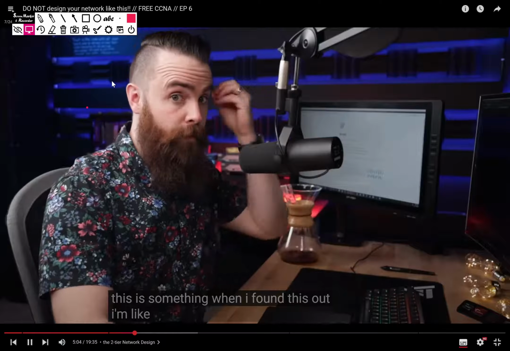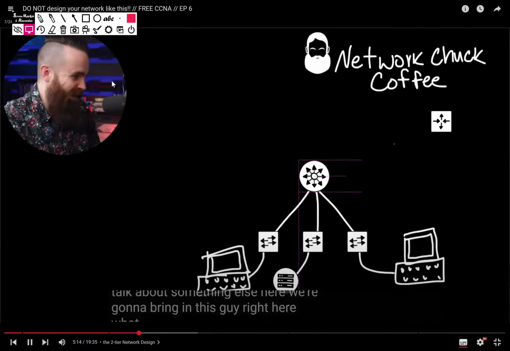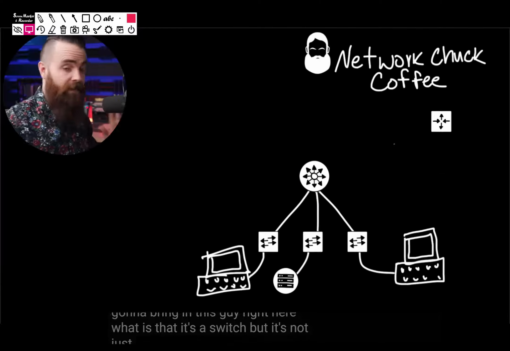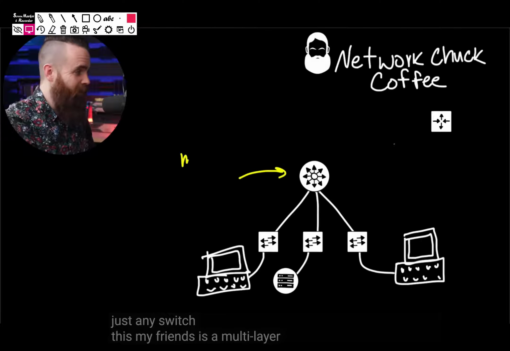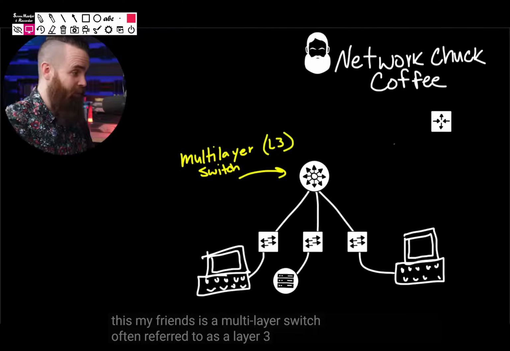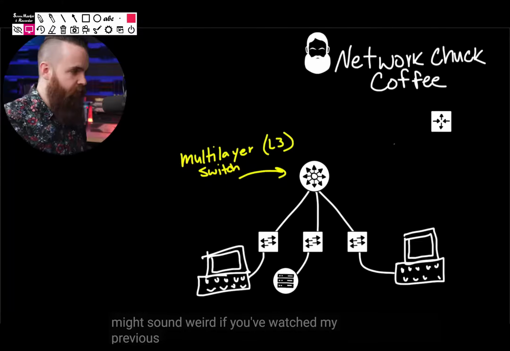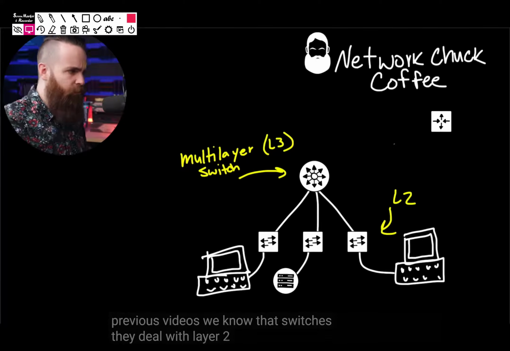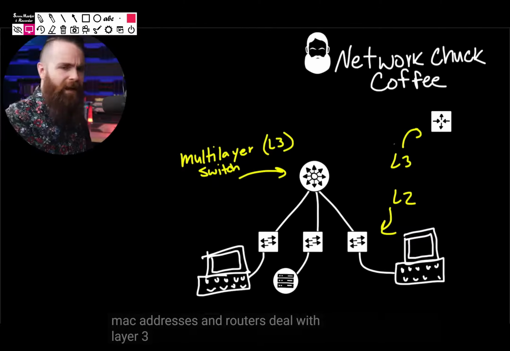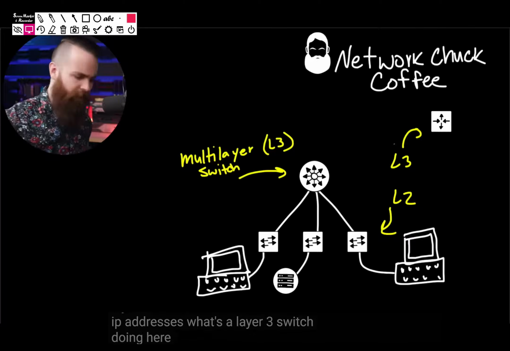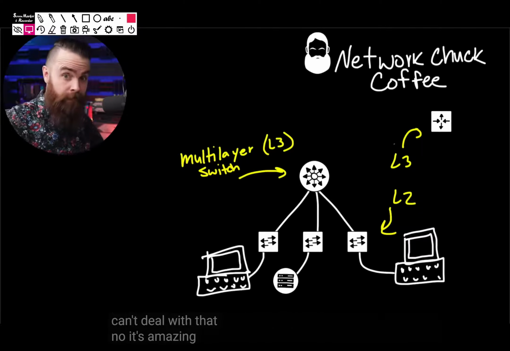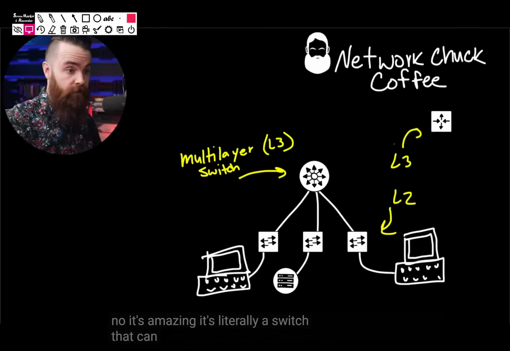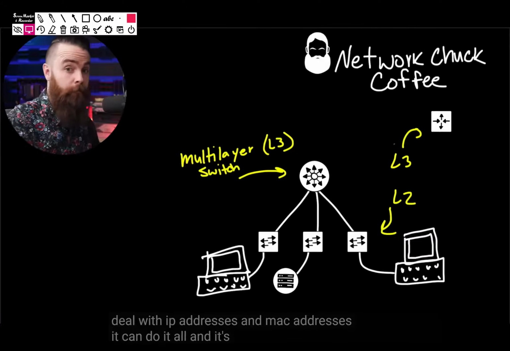I'm gonna bring in this guy right here. What is that? It's a switch. But it's not just any switch. This, my friends, is a multi-layer switch, often referred to as a layer 3 switch, which might sound weird if you watch my previous videos. It's literally a switch that can deal with IP addresses and MAC addresses. It can do it all, and it's blazing fast.